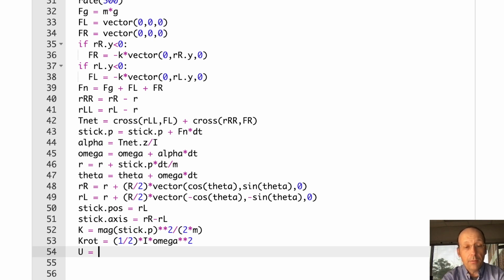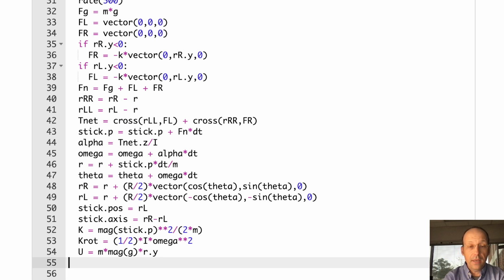U is going to be mgy, so that's going to be m times g, which g is a vector, so I need the scalar version of that, so I can say mag g. And then I'm going to multiply by the y component of the center of mass of the stick, so that's going to be r dot y. And then E is k plus k rot plus u.